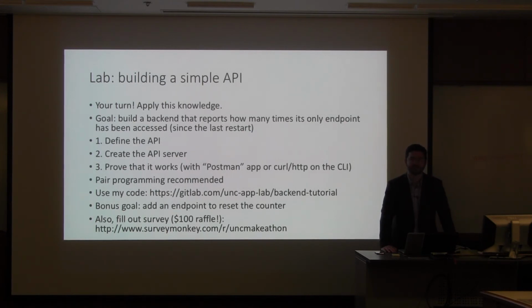And this is just a simple way to be storing some kind of data somewhere and to provide an API to access that data. So you have to define the API, create the API server, and prove that it works either with the Postman app or with curl and HTTP on the command line. I recommend pair programming, especially if you're not a programmer. You should definitely go look over somebody's shoulder who is and ask them to explain what they're doing. You can start with my code or use it as a reference point if you like. I have the URL there. And bonus goal, if you get that done quickly, is to add an endpoint to reset that counter so that you can have another endpoint that will reset it to 0.